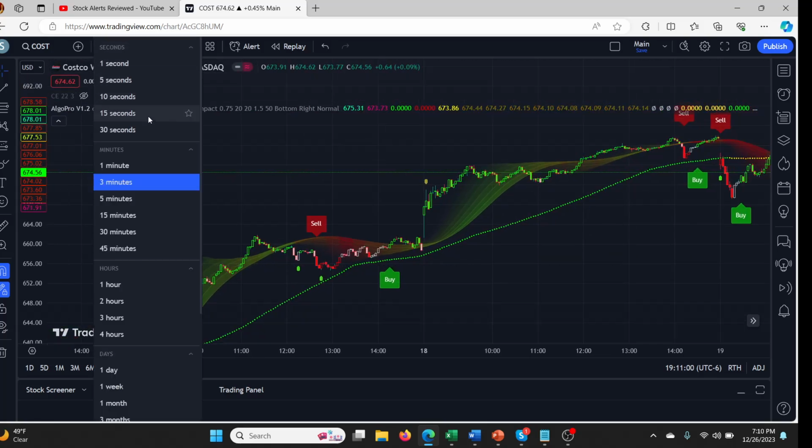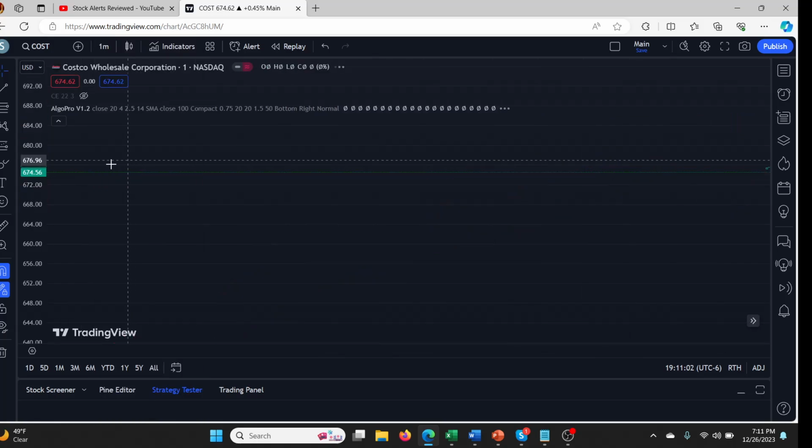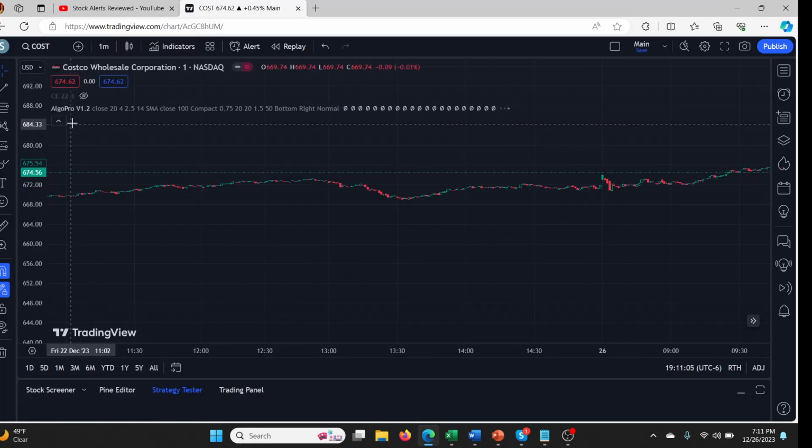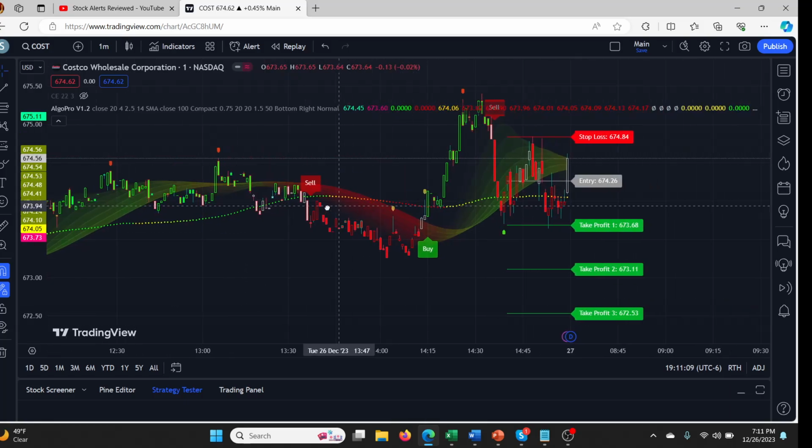On the 1 minute, things get really messy on most of these algos. So again, this is AlgoPro 1.2. This is the one I use the most. 1 minute, here we go. So this is a lot faster.